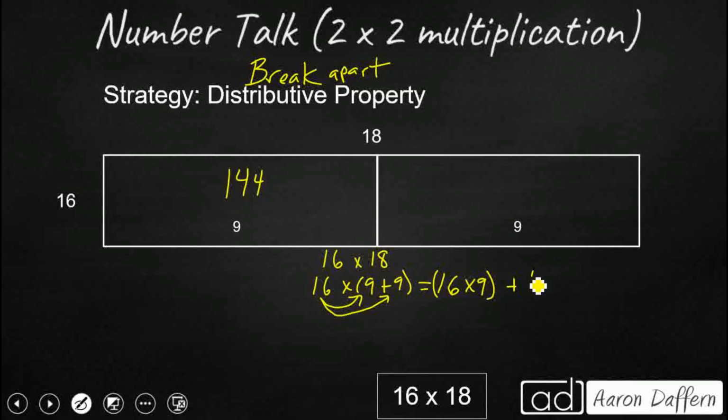And then basically I'm just going to double that because I've got another 16 times 9. So that's going to be another 144. So once I get the 144s, that's pretty easy. That's going to bring it out to a 288. Hopefully that's the answer you got.